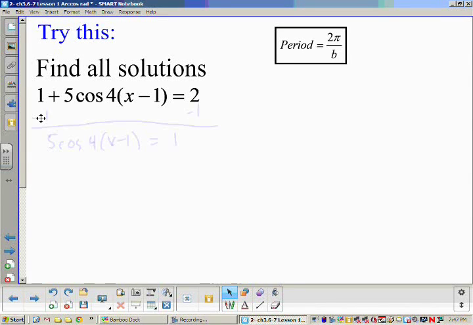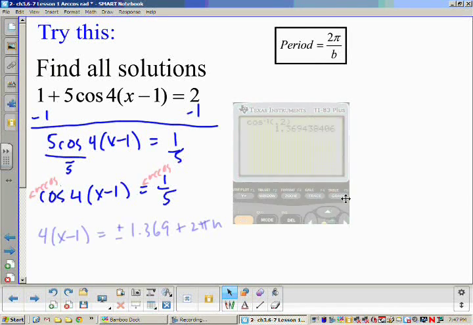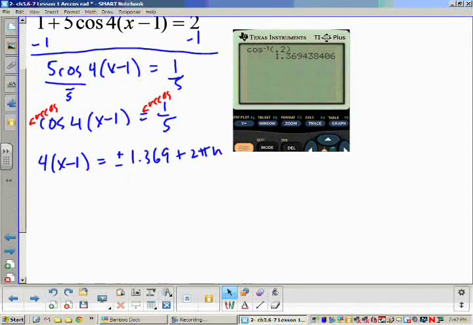All right, so the first 2 steps go pretty smoothly. 2 minus 1 is 1. I now undo times 5 with divide by 5. That gets rid of the 5 on the left side. I have cos 4 parentheses x minus 1 equals a fifth. That's not a trig exact value, so when I arc cos, I need my graphing calculator. I get the value in radians. Remember, we used x here, 1.369, and I still have some more steps to take because of the x not being by itself.